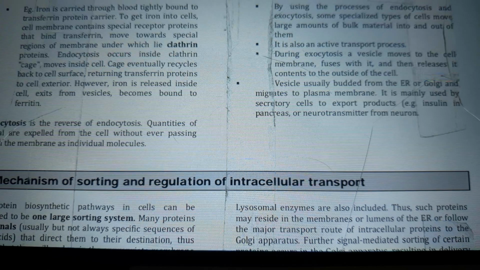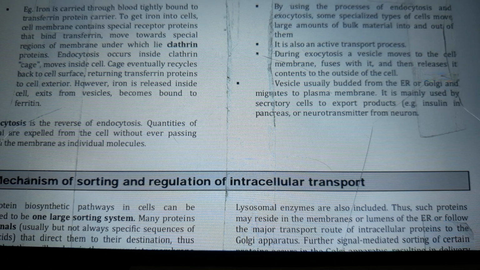Example, iron carried through blood, tightly bound to transferrin, a protein carrier. To get iron into cells, the cell membrane contains special receptor proteins that bind transferrin, and move towards special regions of the membrane under which lie clathrin proteins. Endocytosis occurs inside the clathrin cage, which moves inside the cell.